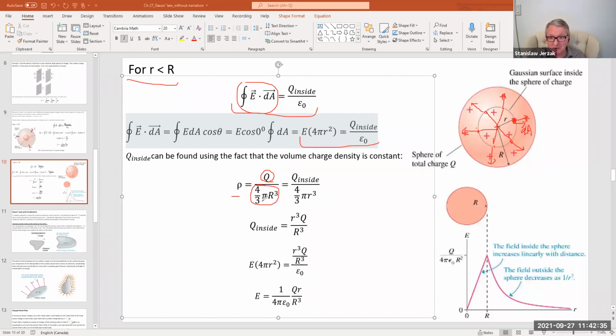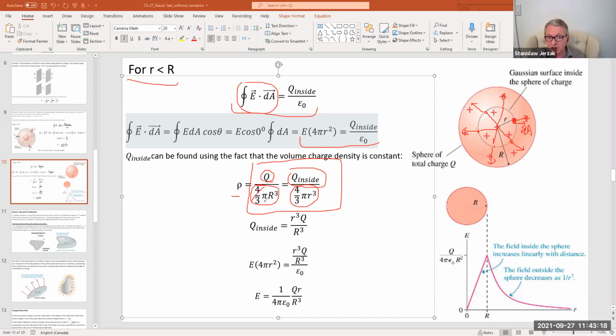Just in case somebody does not remember the formula for the volume of the sphere, it is 4/3 pi R cubed. Capital R is the radius of the entire sphere of charge. So the total charge divided by the total volume, that's the volume charge density. But the same volume charge density must be applicable to the charge in the Gaussian surface, which would be the charge inside of the Gaussian surface divided by the volume of the Gaussian surface. And the Gaussian surface has radius lowercase r, so 4/3 pi r cubed. So from this proportion, I can find the charge inside.